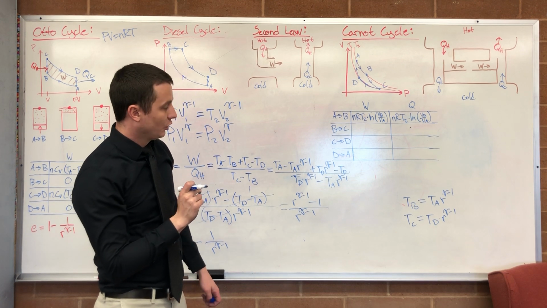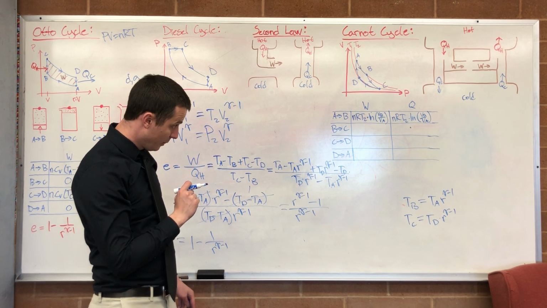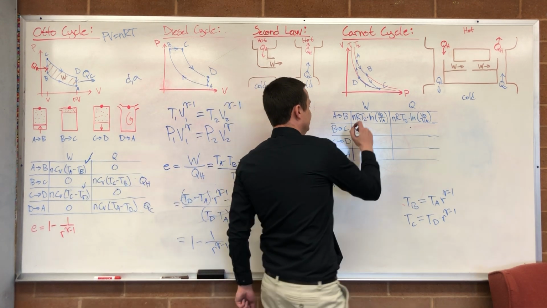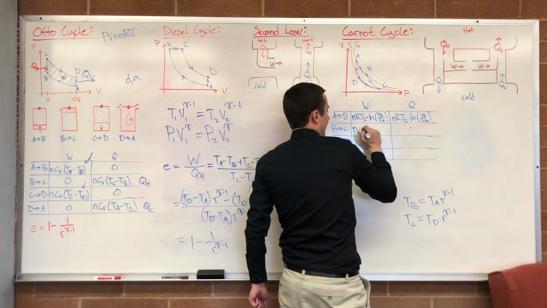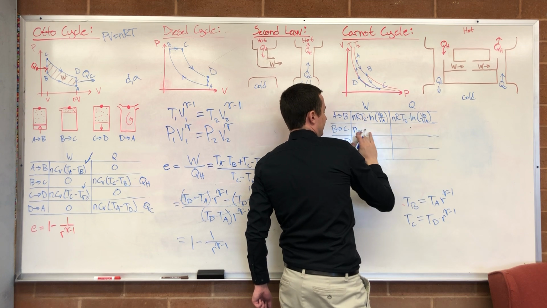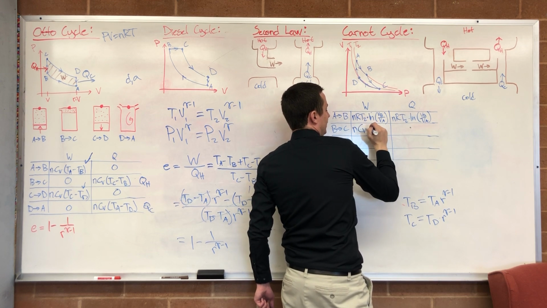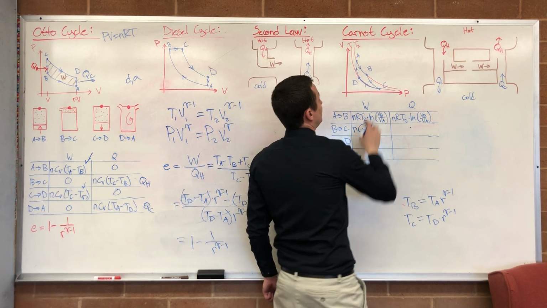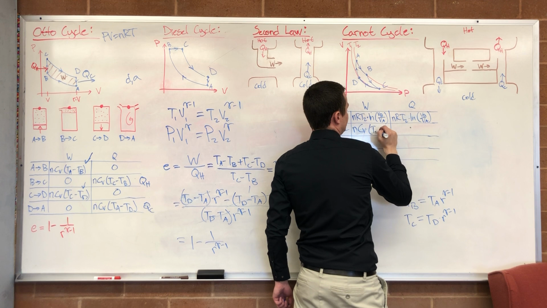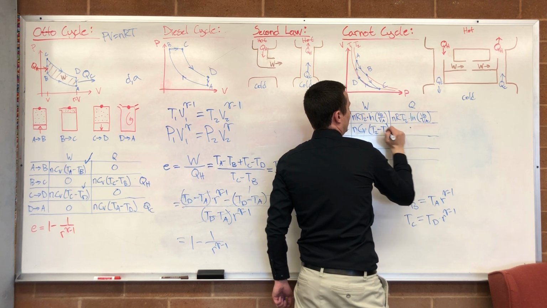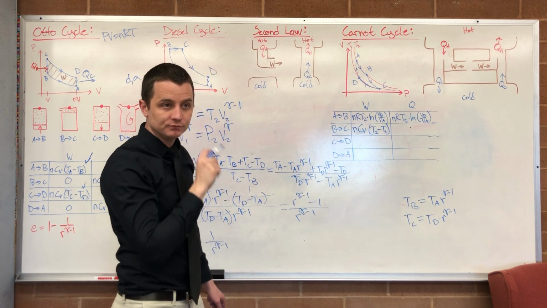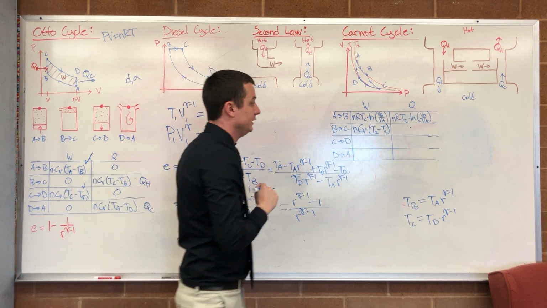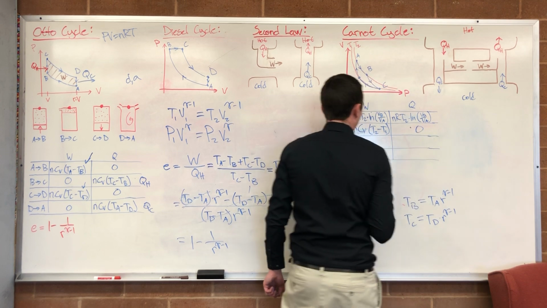All right, B to C, now this is the adiabatic process. What's the work done going from B to C adiabatically? nCV times the change in temperature. So we have nCV times our initial minus our final. So our initial temperature is T2 minus our final temperature is T1. Okay? The heat added going from B to C is 0.